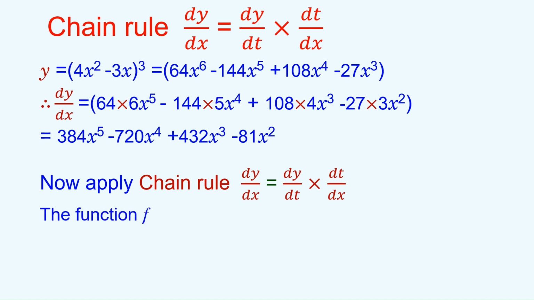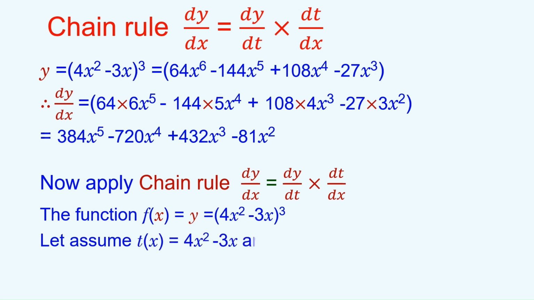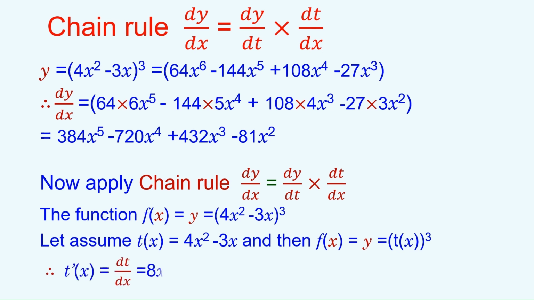Now apply the chain rule, dy/dx equals dy/dt times dt/dx. The function f(x) equals y equals (4x squared minus 3x) to the power of 3. Let us assume t(x) equals 4x squared minus 3x. And then f(x) equals y equals t(x) cubed. t'(x) equals dt/dx equals 8x minus 3.